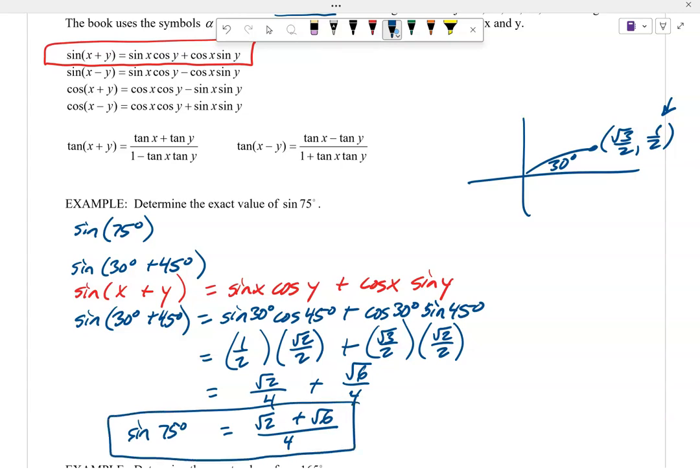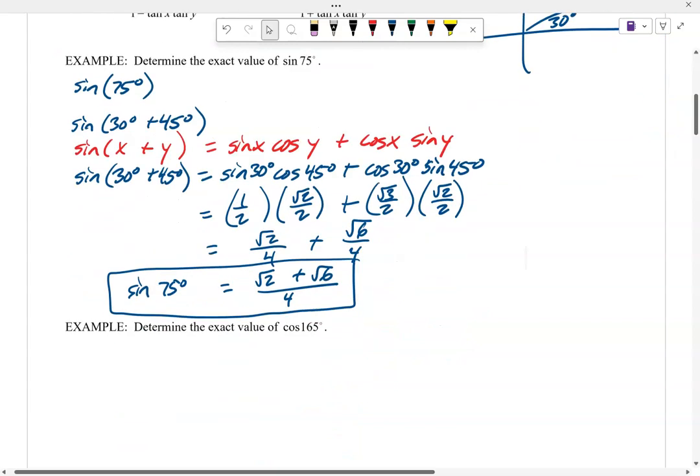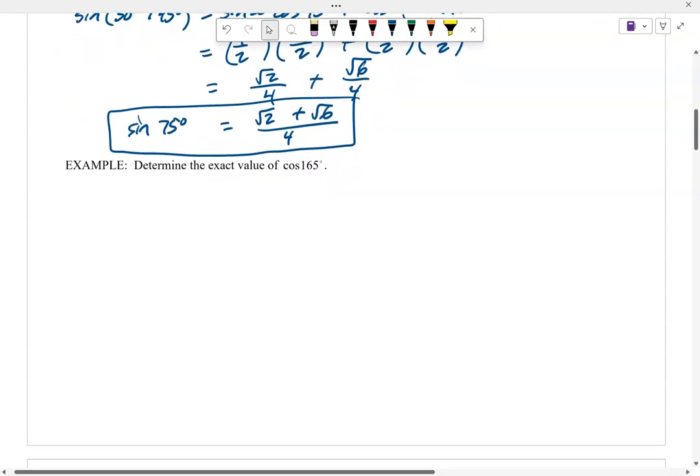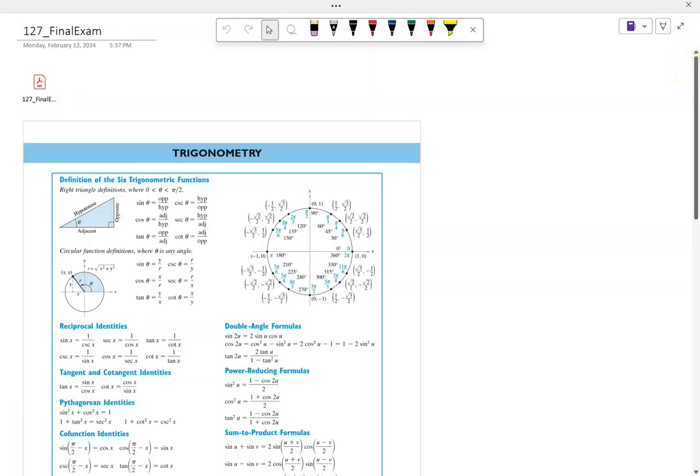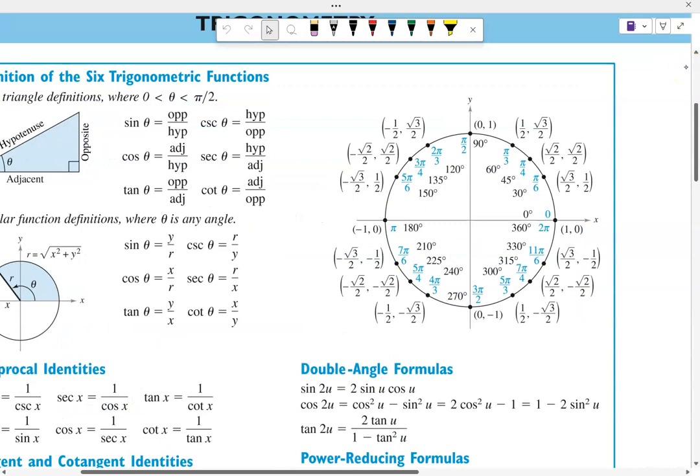So instead of just punching it into our calculator and finding the decimal for that, now we have an exact value for this irrational number, square root of 2 plus square root of 6 all over 4. Okay? Let's do another one here, cosine 165. So you're thinking of two angles on the unit circle that either add or subtract to give you 165 degrees. All right, so you're looking at your unit circle, and you're like, what two angles add up to 165? We'll do the add first.